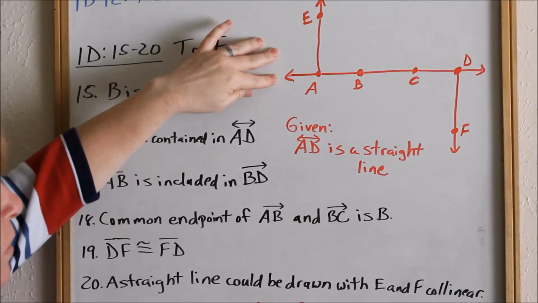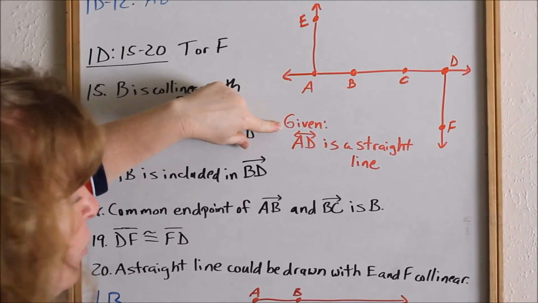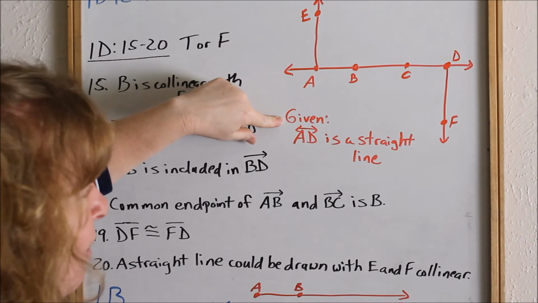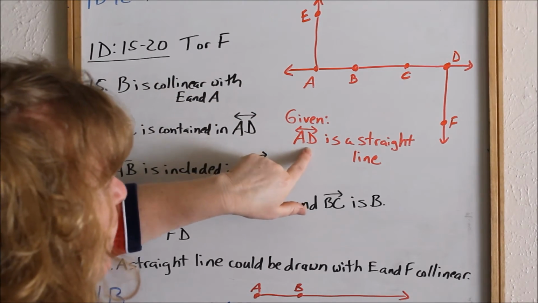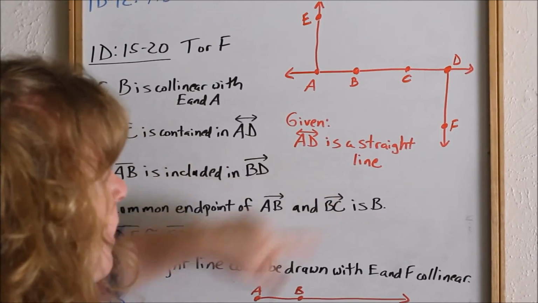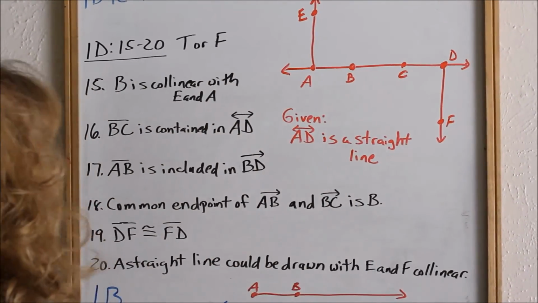So one of the important things in geometry is to always read the given. In geometry, you cannot assume anything. So you always read the given of the information they tell you. And in the given, it says line AD, which is this line right here. Line AD is a straight line. So they're telling you that this is a straight line.